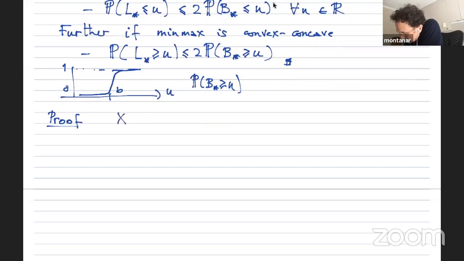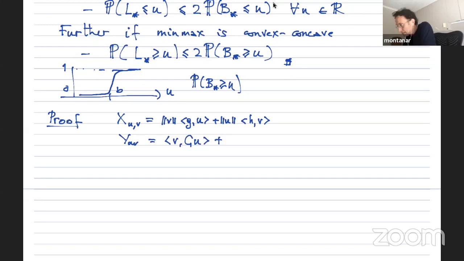Okay, so I have these two processes again, what I call X in the Gordon theorem. This is V times GU plus U times HV. And what I call the Y is V times GU plus, and okay, here is a trick, I'll add Z times norm of U times norm of V, where Z is another scalar random variable. This Z might make my life easy.